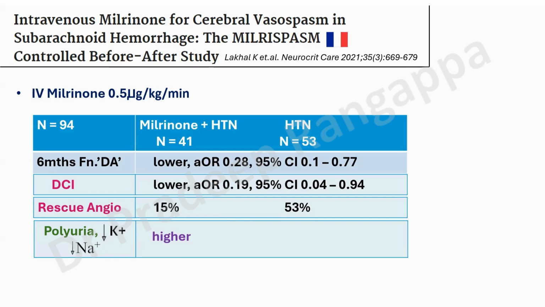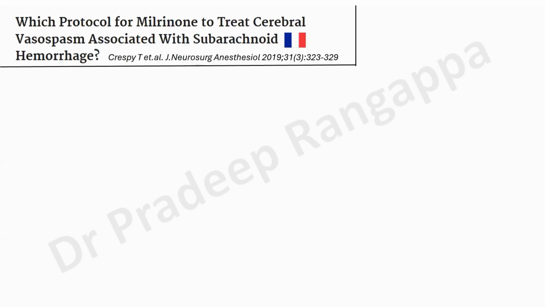So the Milrispasm study is what every trainee should at least be aware of, which is the evidence available for usage of IV Milrinone for preventing or for treating vasospasm. Before this, there was another study, which again came from the French group, where they compared which protocol for Milrinone to treat cerebral vasospasm associated with subarachnoid hemorrhage was better.